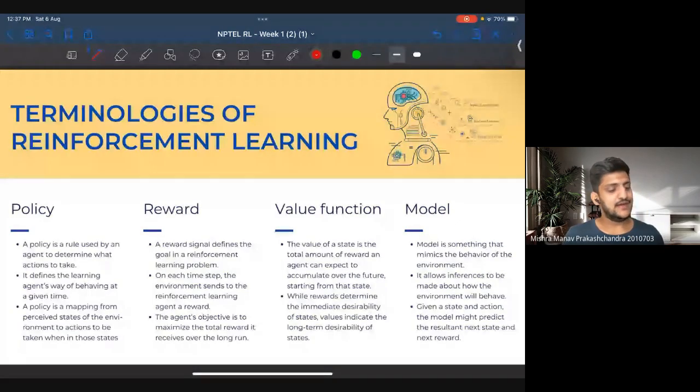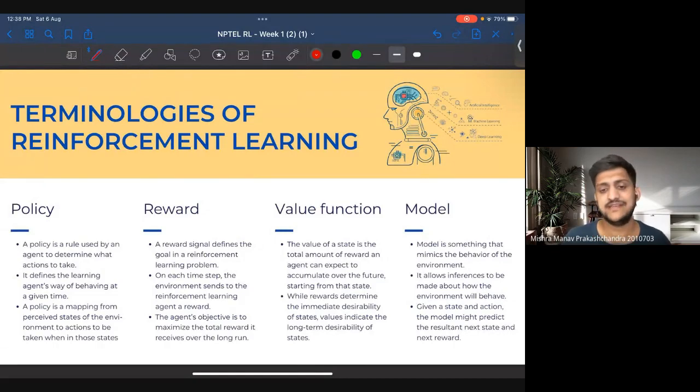Quickly telling you about the terminologies that people use in reinforcement learning. Reinforcement learning broadly can be categorized into four terminologies. I'll quickly cover each of them. The first terminology here is something known as a policy. A policy is a rule used by an agent to determine what actions it needs to take. It defines the learning agent's way of behaving at a given time. Mathematically, a policy is a function that maps the perceived states from the environment to the actions that the agent needs to take in that situation. So it's a mapping model that the agent follows: it inputs a state, and based on the state it gets, it takes a certain action. It's a mapping from state to action, you can think of it like that.